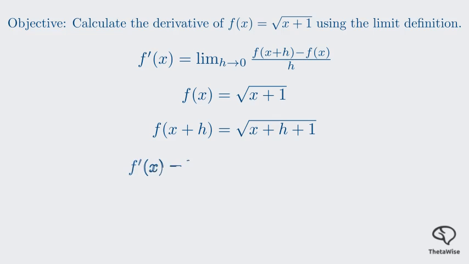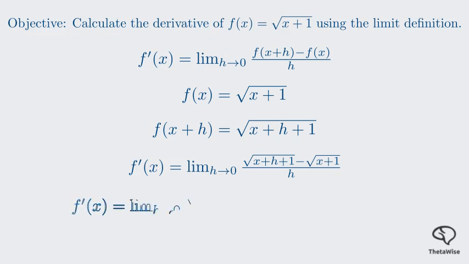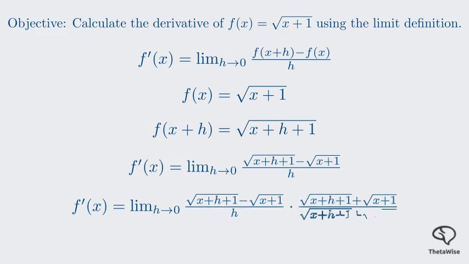Now, substitute this into our limit formula. f prime of x equals the limit as h approaches 0 of the square root of x plus h plus 1 minus the square root of x plus 1, all over h. Again, plugging in h equals 0 gives us 0 over 0. When you have a limit with square roots in the numerator, a common technique is to multiply by the conjugate. The conjugate of the numerator is the square root of x plus h plus 1 plus the square root of x plus 1. We multiply both the numerator and the denominator by this conjugate.